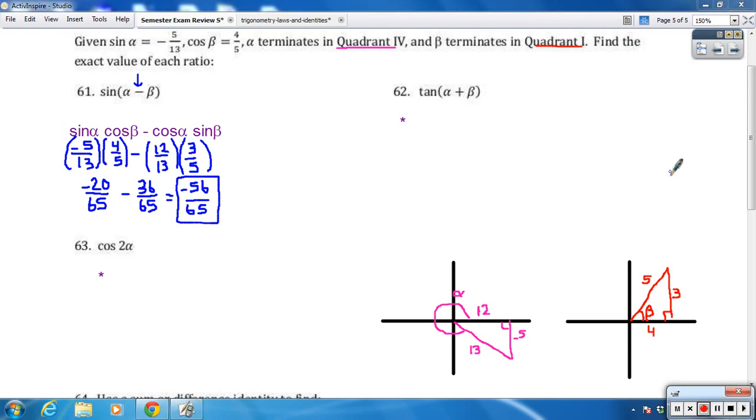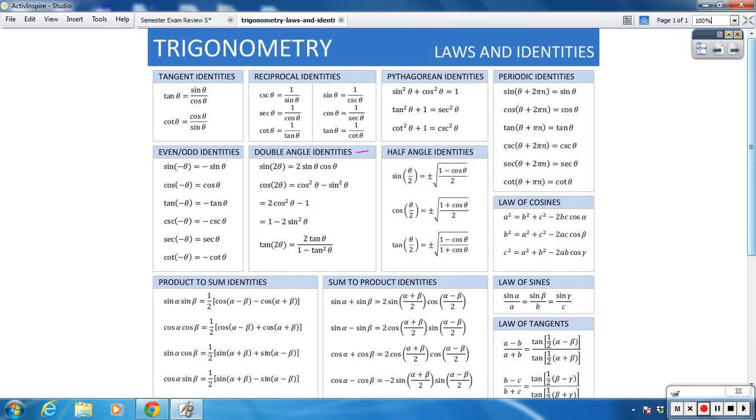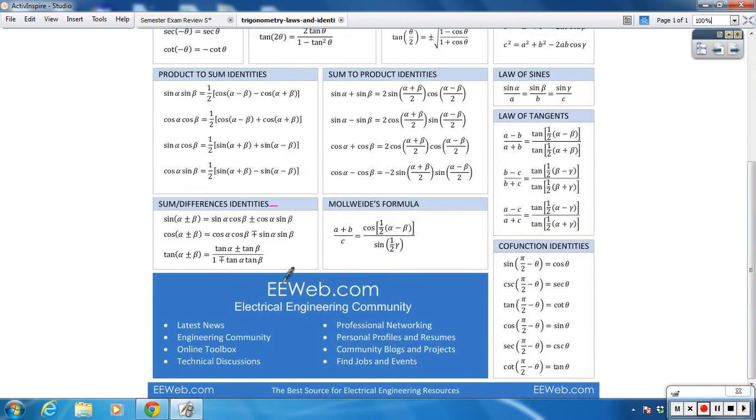Okay, so now let's look at question number 62. Here we're going to do the tangent of alpha plus beta. So we're going to go to our sum difference identity, and we're going to use the tangent one. On the tangent identity, you need to be a little bit more careful about how you assign the signs.